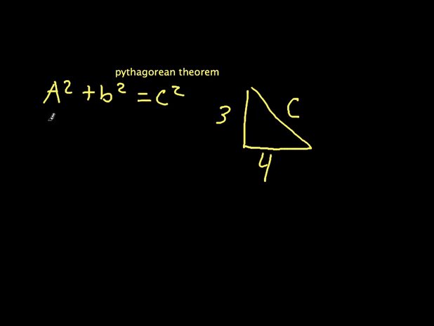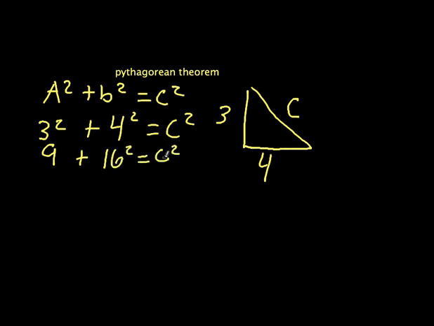So I'm going to plug in 3 squared for A plus 4 squared for B is equal to C squared. 3 squared is 9 plus 4 squared is 16, equal to C squared. 9 plus 16 is equal to 25, which equals C squared.